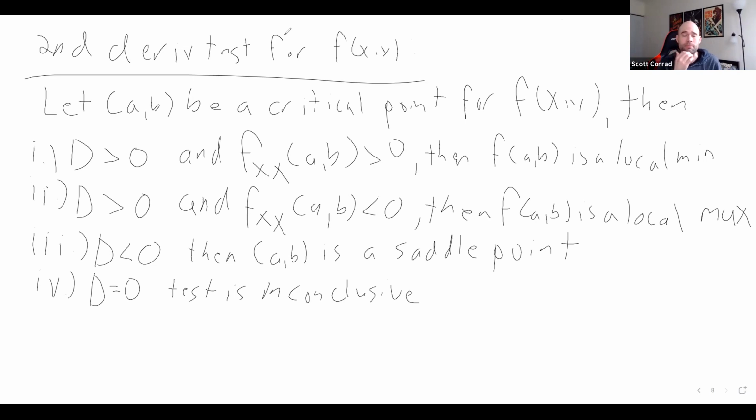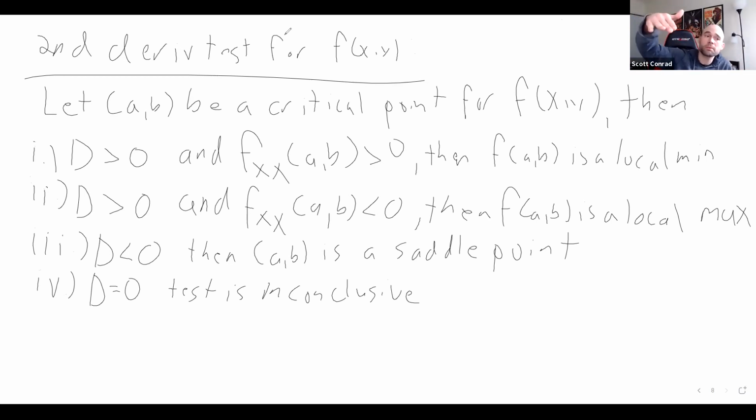So I could come up with an example where the discriminant is 0. And I could come up with an example where it's a local min, or an example where it's a local max, or an example where it's neither. It's impossible to tell, but usually that's not going to happen.